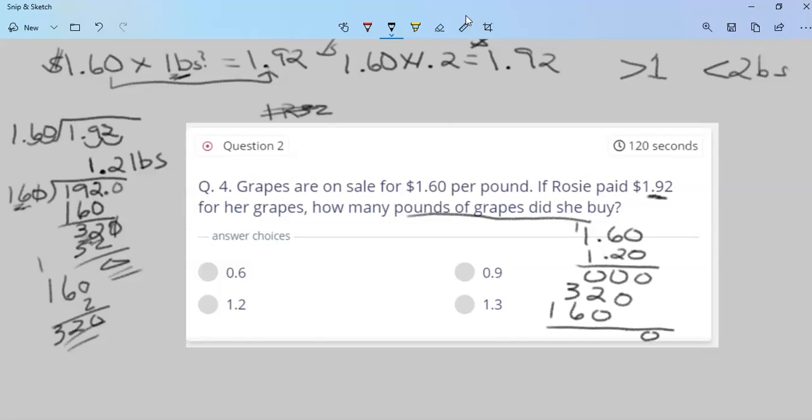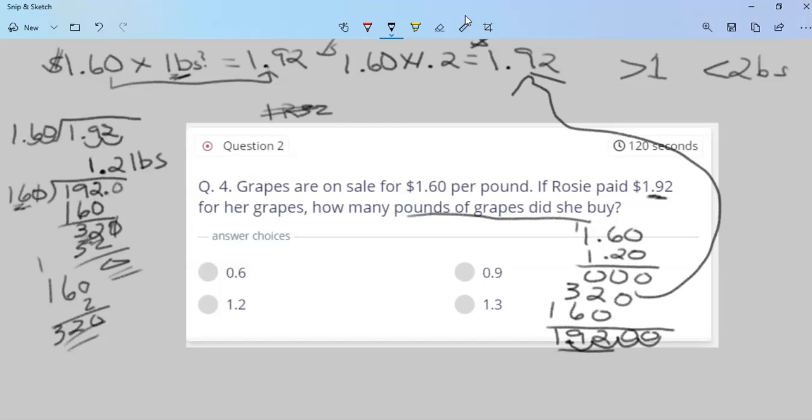0, 0 plus 0 is 0. 2 plus 0 plus 0 is 2. 6 plus 3 is 9. And 1 plus 0 is 1. How many decimal places do we have here? 1, 2, 3, 4. 1, 2, 3, 4. And there it is. 1.92. So we've confirmed that this then is correct.